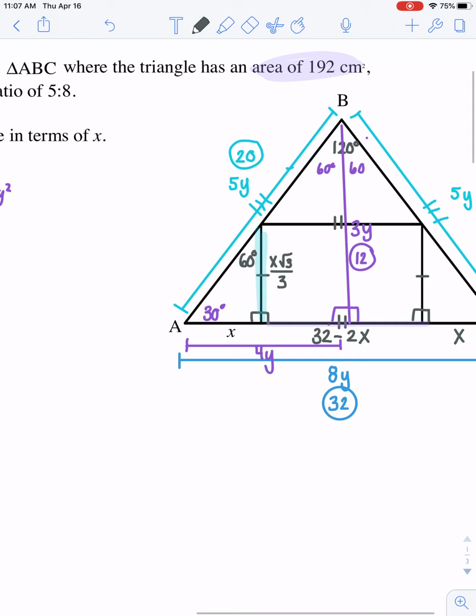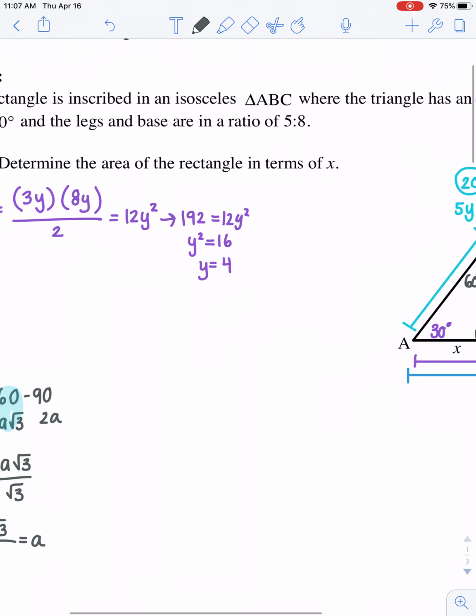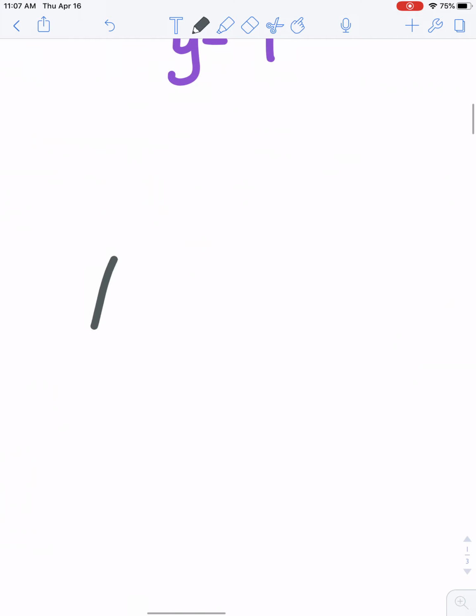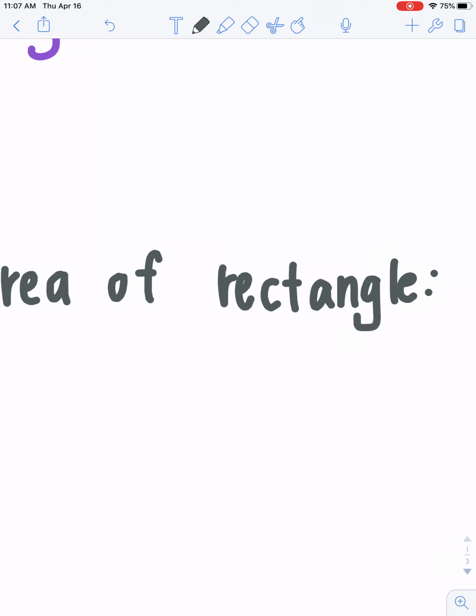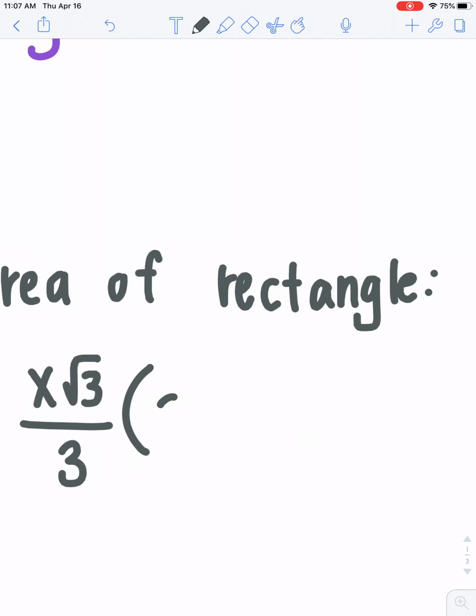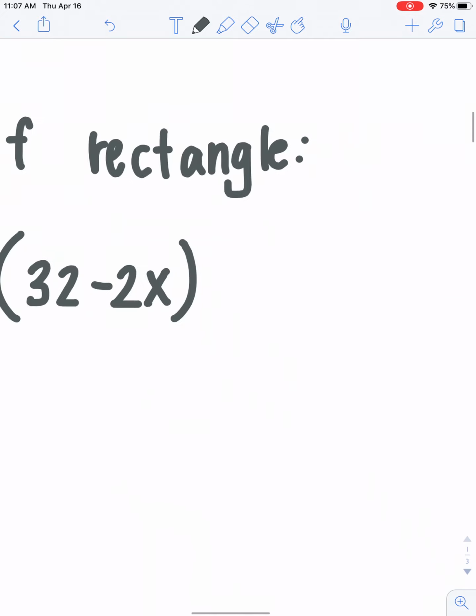We now have enough information to solve for the area of the rectangle in terms of x. So we can say that the area of the rectangle is x root 3 over 3 times 32 minus 2x, and don't forget about our units, centimeters squared.